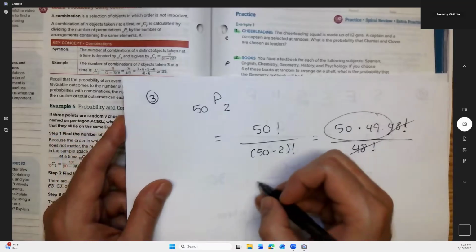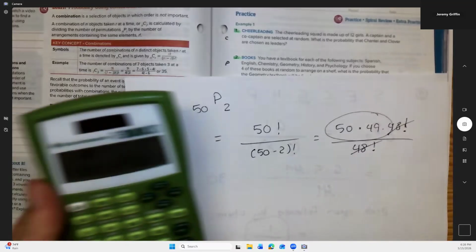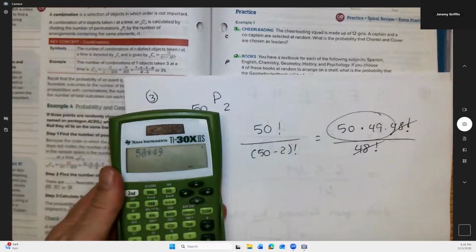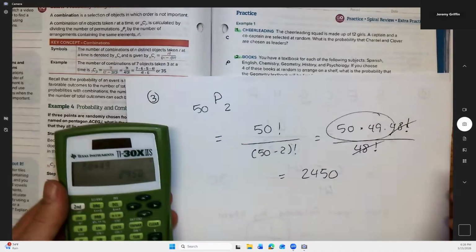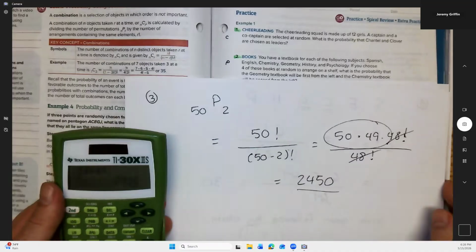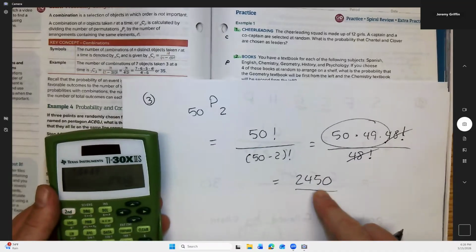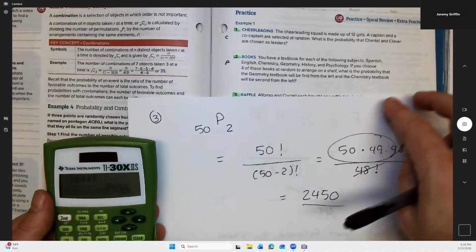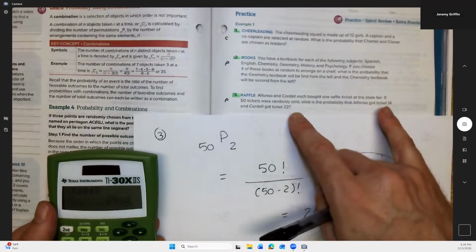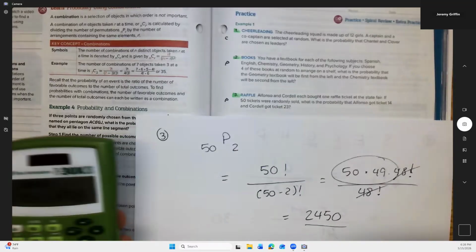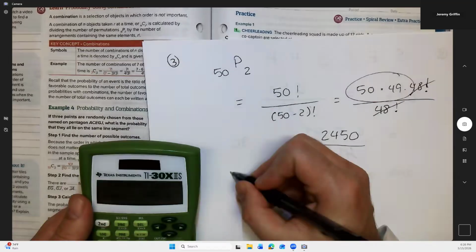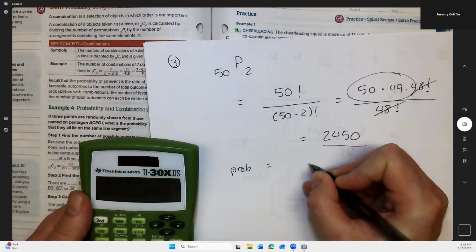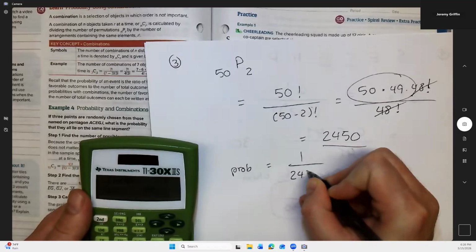So it's really just 50 times 49. Now, what is 50 times 49? Okay, that should be 2,450 ways. Now, what this number represents is there are 2,450 different ways for these 2 specific tickets to be allocated. So the chance that Alfonso specifically gets this one and Cordell specifically gets this one, the probability or the chance is 1 out of 2,450.